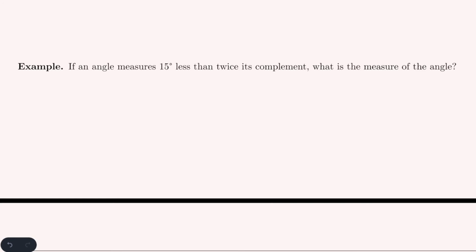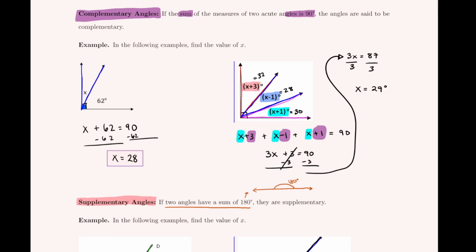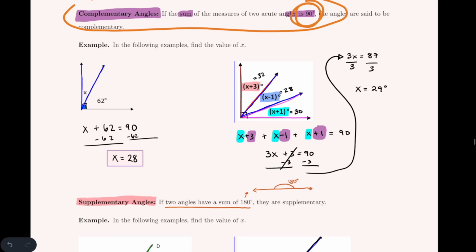Now I think the first key thing that we need to figure out is, what does the phrase "its complement" mean in this context? If we look back a little earlier in our notes, we see that complementary angles are angles that add to be 90 degrees. So that key phrase of twice its complement is related to the fact that both the angles will add to be 90 degrees.